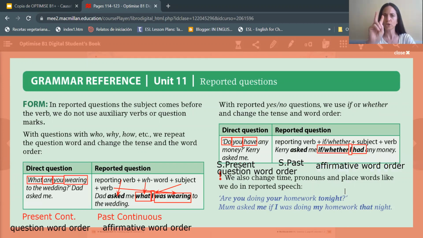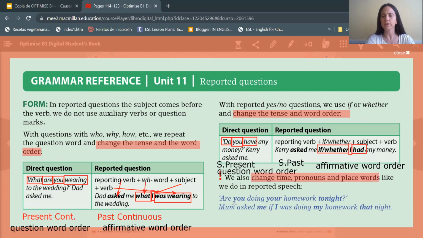Okay, clear? So two changes that you must always remember. So here we have tense, change the tense and word order the same as here. And change the tense and word order, not to forget. That's the basic of reported questions. We also change time, pronouns, and place words like we do in reported speech that we have previously seen this, yes? So you must also pay attention to those changes. Let's mark it. Change time, pronouns, and place words.